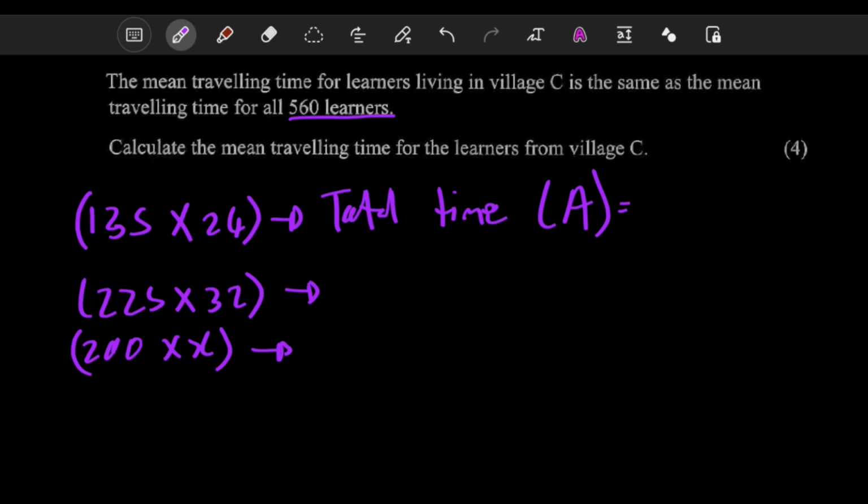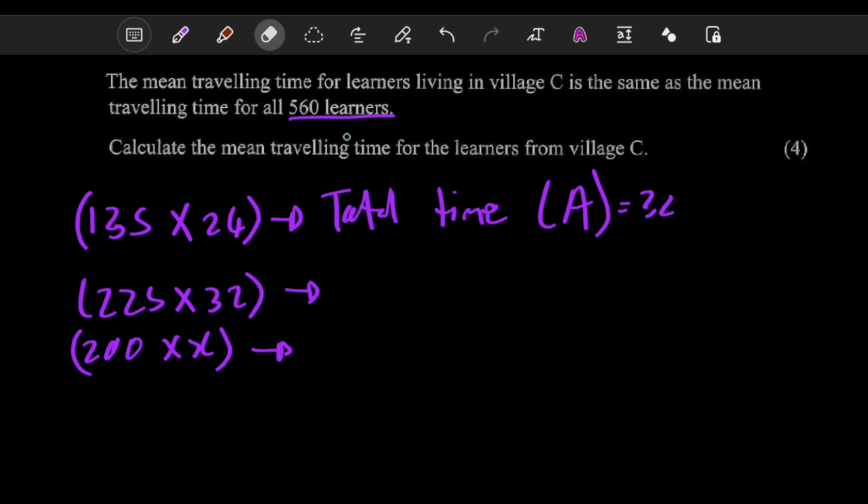So let's see what this gives us in our calculator. The total time for village A is 135 times 24. That is 3,000 and what? Let's just get the answer in the calculator. It's 3,240.